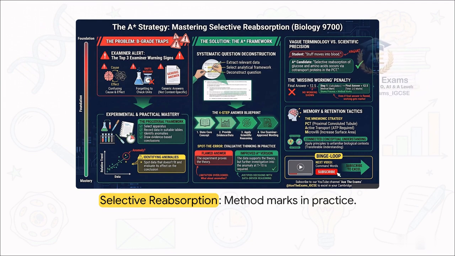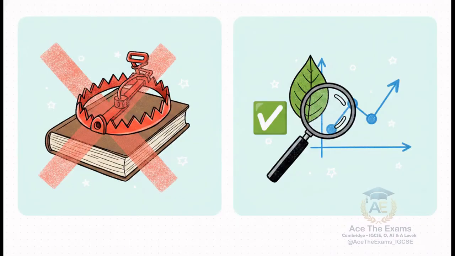This is also a great reminder to ditch the vague language. Instead of saying, stuff moves into the blood, you must specify that glucose and amino acids move via cotransport proteins. Precision is everything, guys.